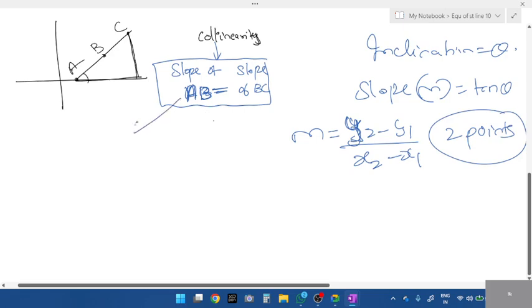Next, how to find slope when 3 points are given? 3 points, collinear points. When 3 points are collinear. So as of now, we have studied only these three formulas: inclination, slope, collinear.